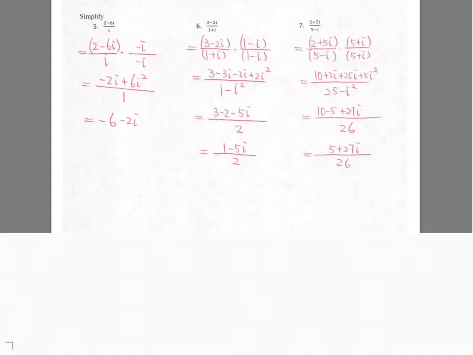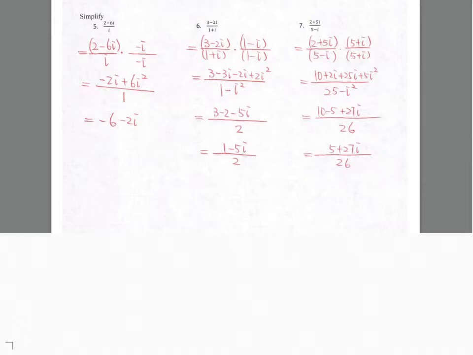So take a look at example number 5. I have 2 minus 6i over i. This is a rational expression with complex numbers. So what do I do to simplify it? Again, simplify means you're going to get rid of the imaginary numbers at the denominators. So what's the easiest way?